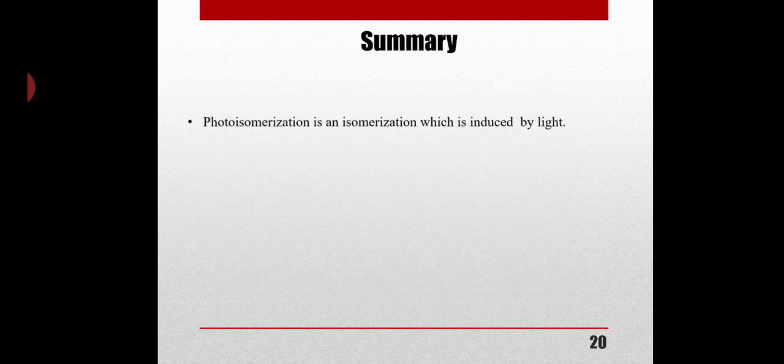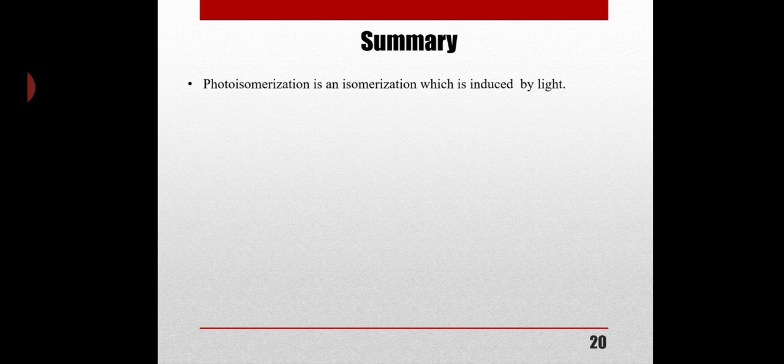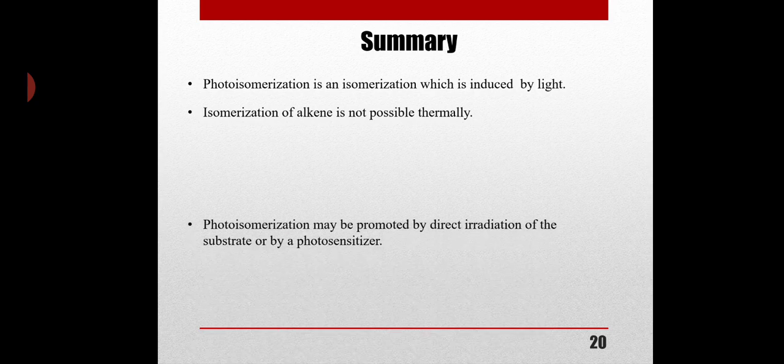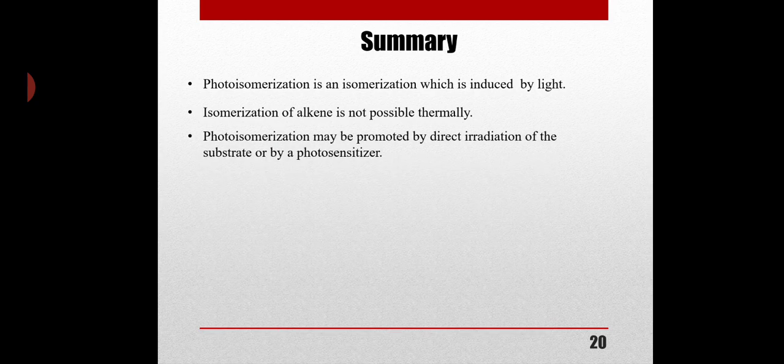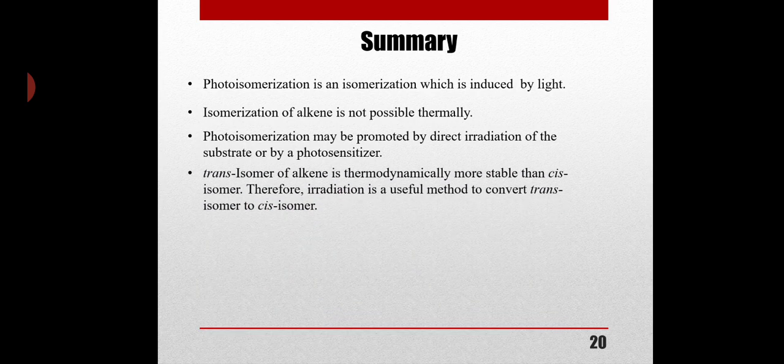In summary, photoisomerization is an isomerization which is induced by light. Isomerization of alkene is not possible thermally. Photoisomerization can be promoted by direct irradiation of the substrate or by a photosensitizer. Trans isomer of alkene is thermodynamically more stable than cis isomer. Therefore, irradiation is a useful method to convert trans isomer to cis isomer.